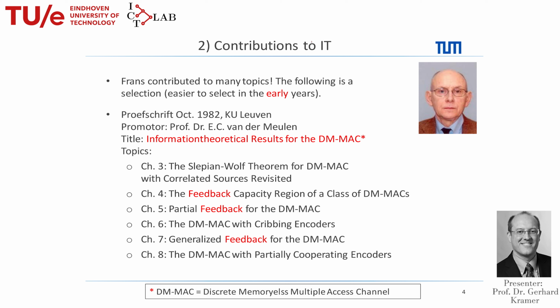Chapter 4, I have a special relation to, and I will mention that at the end of the talk: the feedback capacity region of a class of multiple access channels. And you see the other titles there: partial feedback, cribbing, generalized feedback. By the way, a very important result that got popular much later. Han showed the citation list.